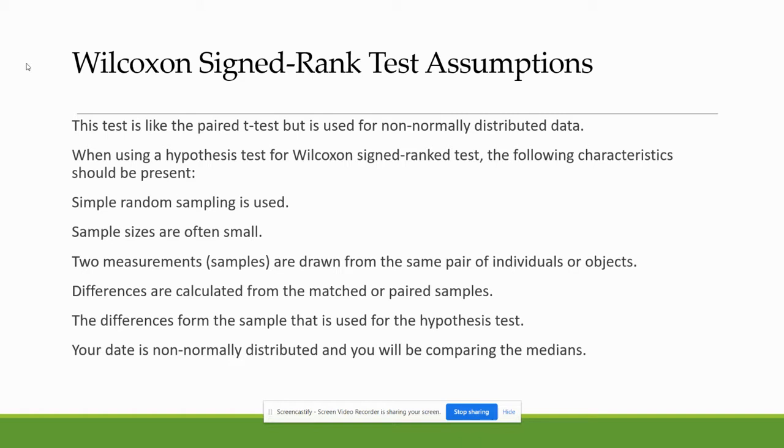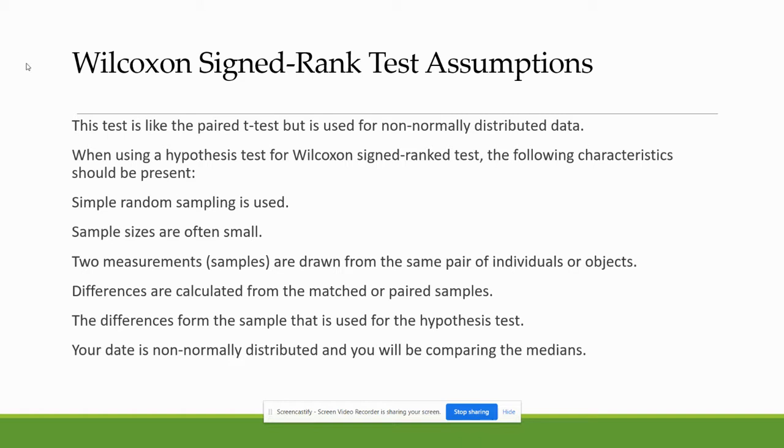When you use a hypothesis test for the Wilcoxon signed rank test, the following characteristics will be present. Simple random sampling is used. The sample sizes are often small, and the two measurements, or the two different samples, are drawn from the same pair of individuals or objects. Again, this is like a paired t-test where you have something going on before and then something going on after. The differences are calculated from the matched or paired samples, and the differences from the sample are used for the hypothesis test. Your data is non-normally distributed, and you're comparing the means.